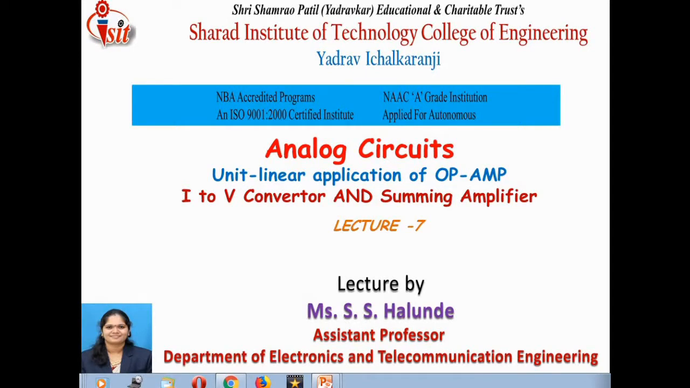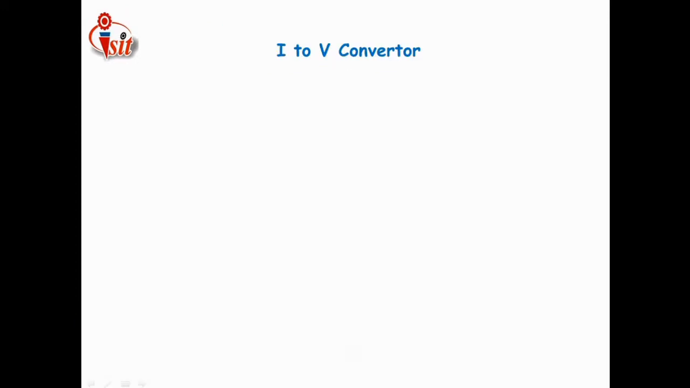Today we are going to discuss linear applications of op-amp. Two applications we already studied in the previous lecture. Today we are going to study the current to voltage converter and the summing amplifier. Now let us see about that. I to V converter, as the name itself indicates, means current to voltage converter.